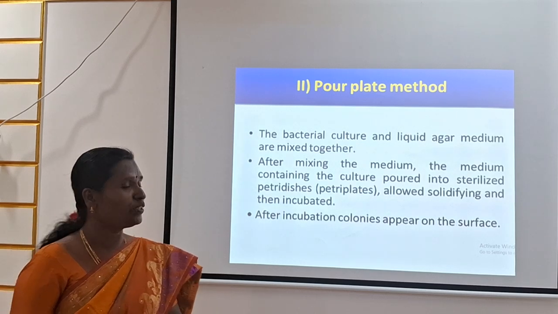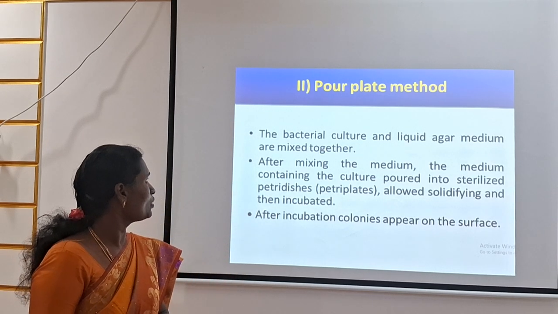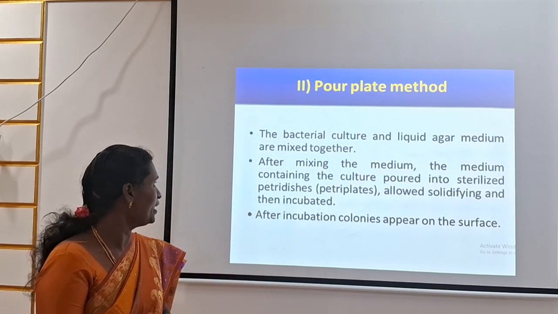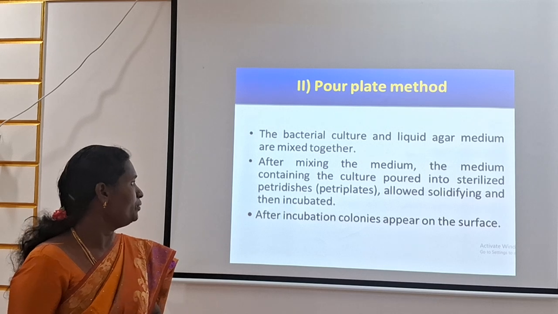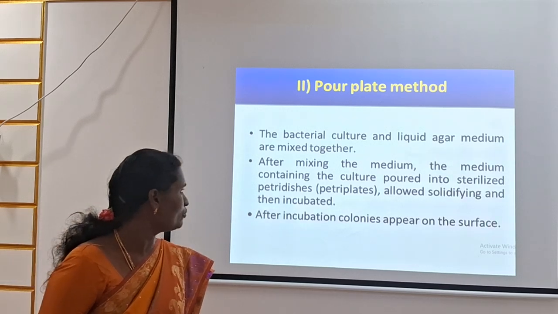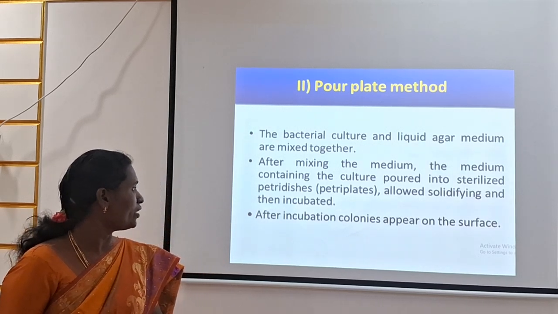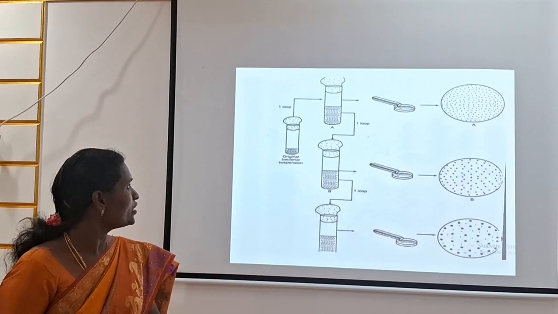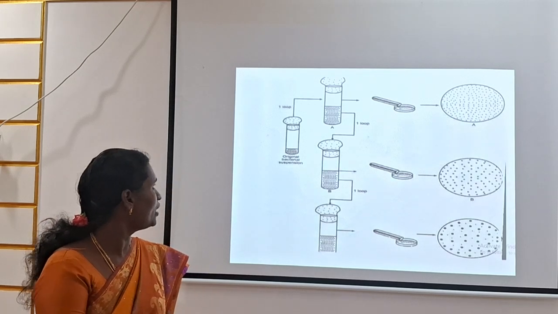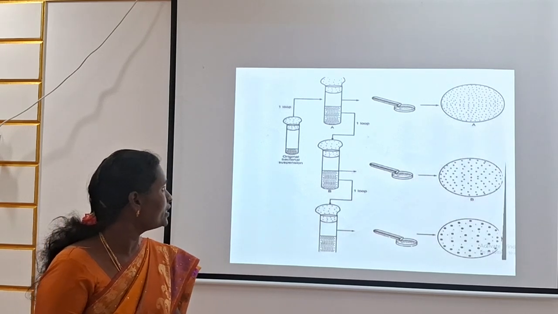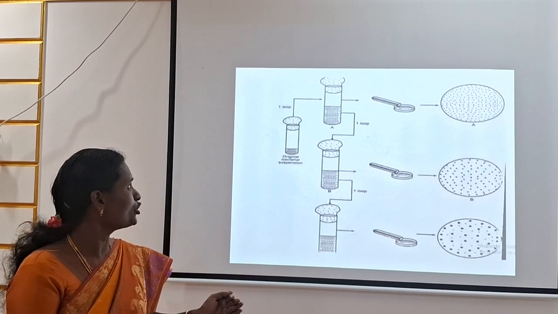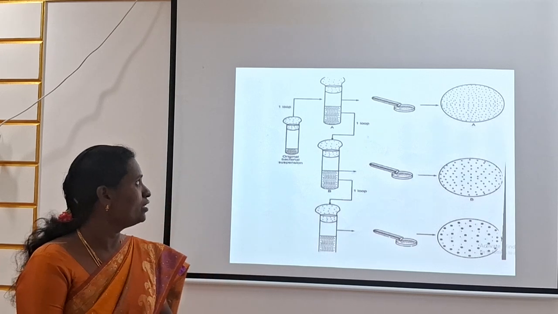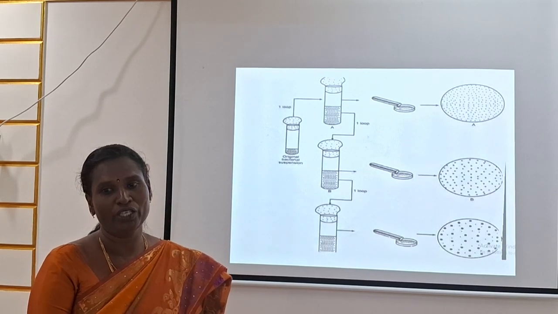Next, the pour plate technique. Here the liquid agar medium is mixed thoroughly with the bacterial culture. After mixing, the medium is poured into a sterilized petri plate, allowed to solidify and then incubated. After incubation, the colonies appear in the agar. These are the steps. First, the original bacterial culture is diluted in different culture tubes. Each tube is mixed with fresh medium, then poured into the petri plate.